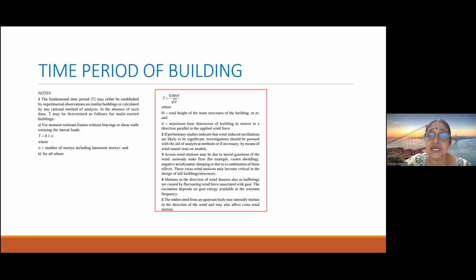Now, motion in the direction of the wind, which we call buffeting or along wind oscillation, is basically because of the fluctuations which are present in the approaching wind.